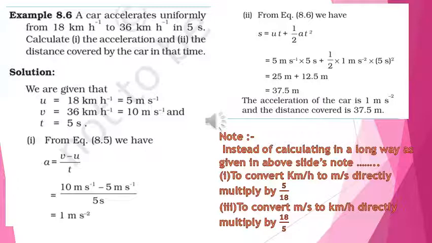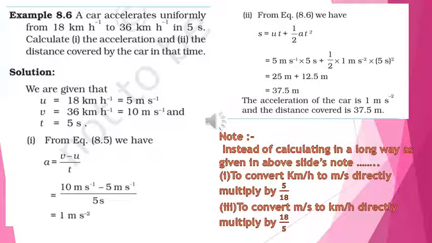So this you have to remember while solving the questions. Now here again you have to calculate the acceleration and the distance covered by the car in that time. So again we will write the given quantities. u equals what now? u is equal to 18 km per hour. Convert that into meter per second. So what you will have to do? You will have to multiply by 1000 and divide by 3600. You get the answer 5 meter per second. And the final velocity is 36 km per hour, which gives you after conversion 10 meter per second. And the time is what? 5 seconds.